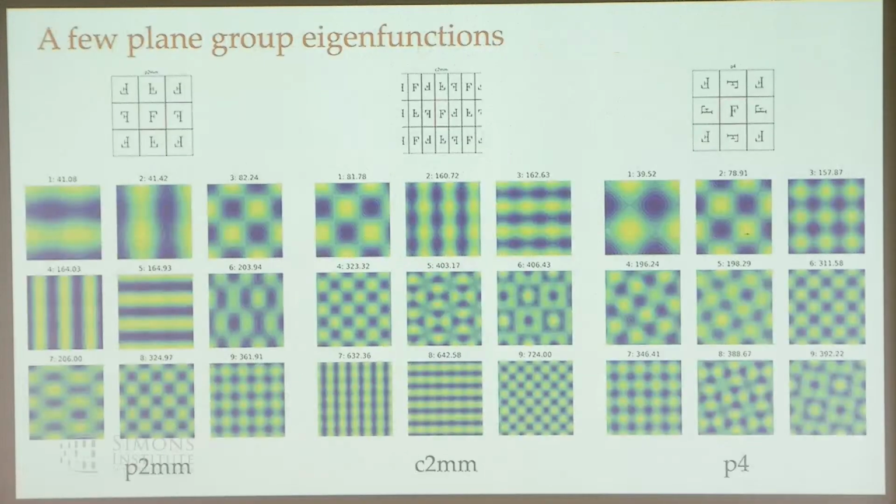But we get cool eigenfunctions. These are interesting generalizations of things like Fourier series to these spaces. Each of these functions is an invariant function, and they have increasing frequency as we go.